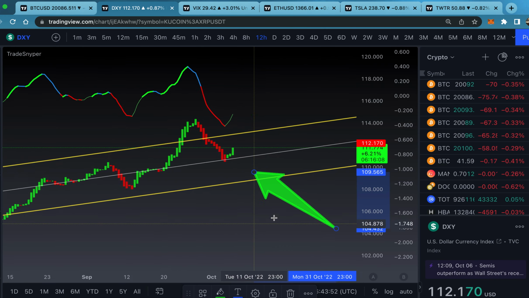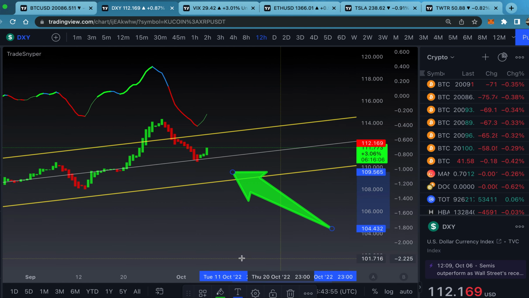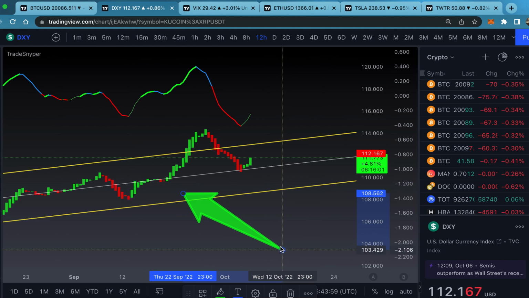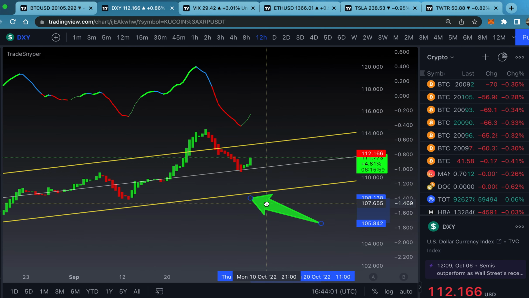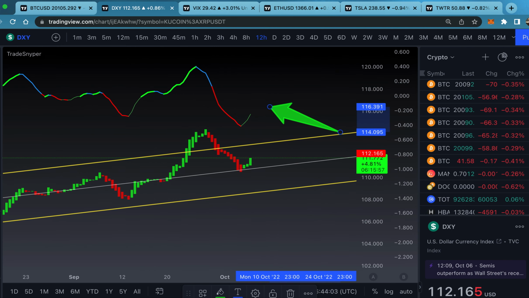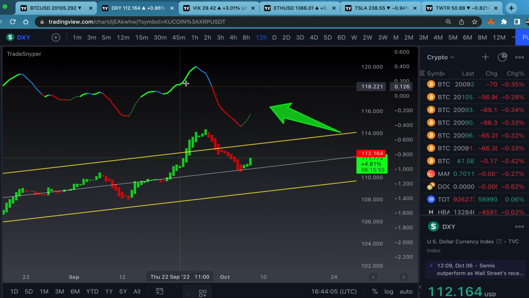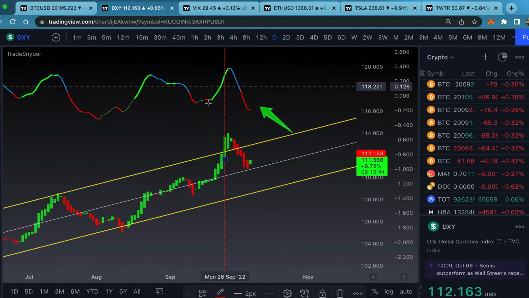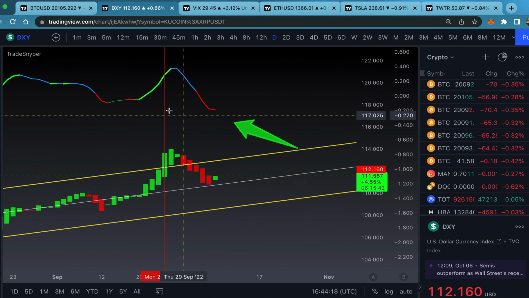Now, we're going to take a look at the DXY. This is the US dollar currency index. And as you'll note here, if you're not paying attention to this, I would add this to your charts as well. I want you to pay close attention to this. Notice the Trade Sniper indicator flip blue on the DXY right here on the 12-hour chart, September 22nd. If you look at the daily, it gives us a better scope of this.